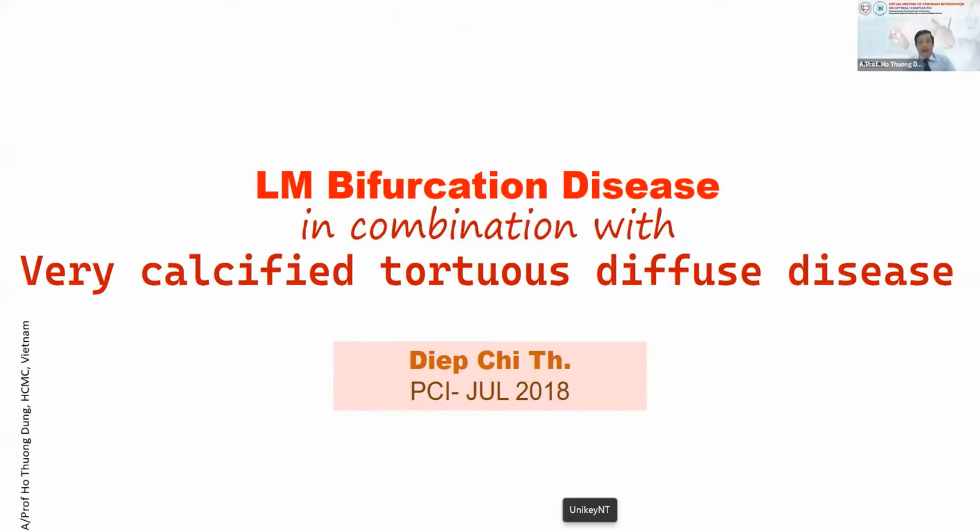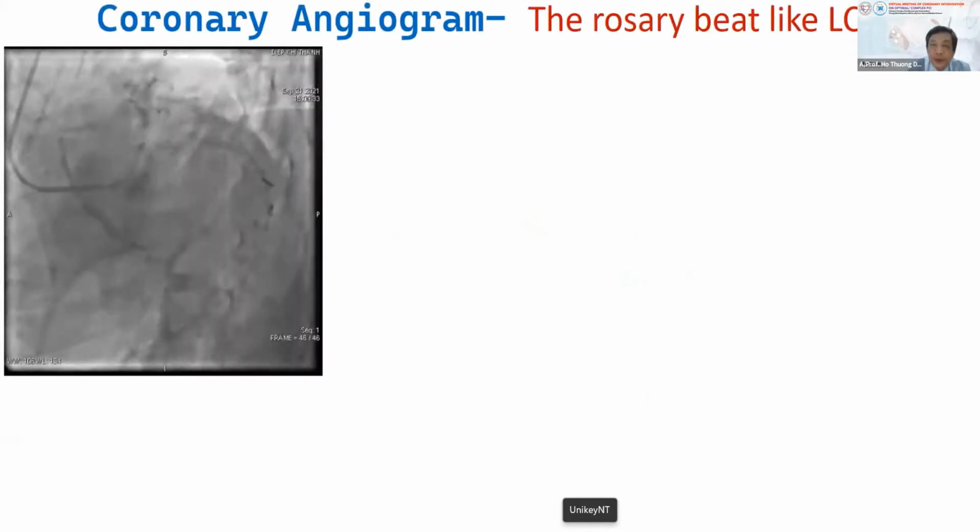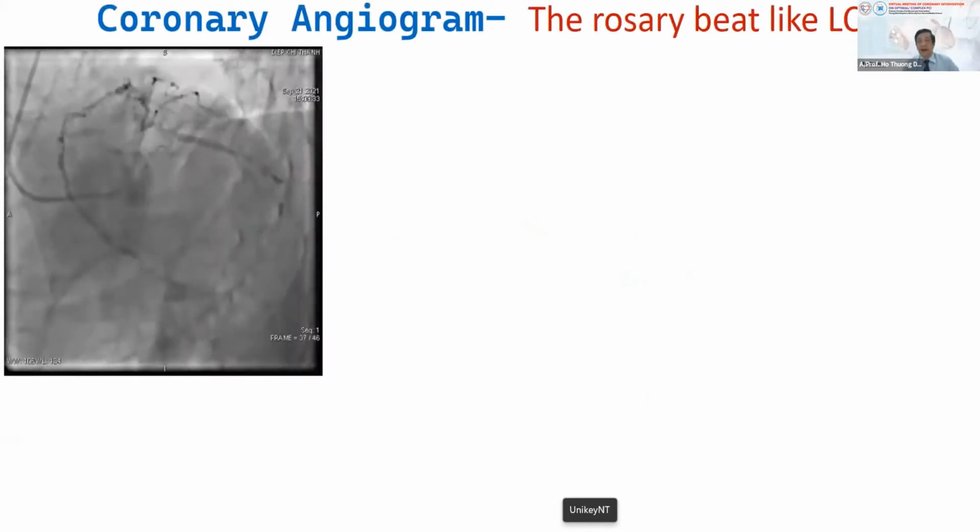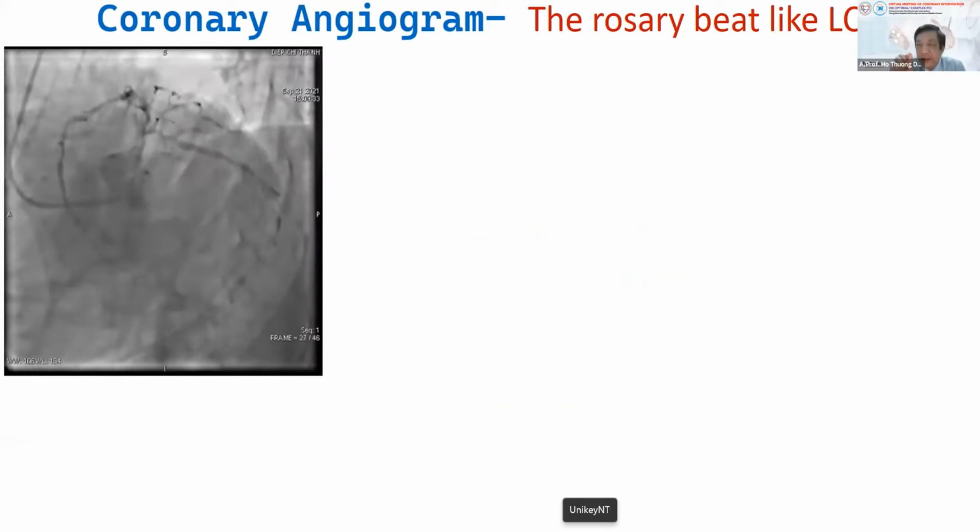Okay, so the first case I like to show is a rare one. It means one case with in-stent stenosis in combination with left main distal bifurcation lesion with the two stent technique. And the second case, I talk about left main bifurcation disease in combination with very calcified tortuous diffuse disease. We call the rosary bead. Oh, sorry, bead, not bit.